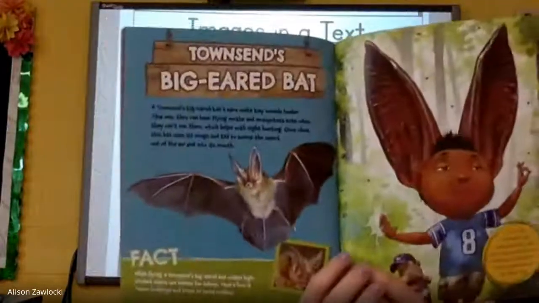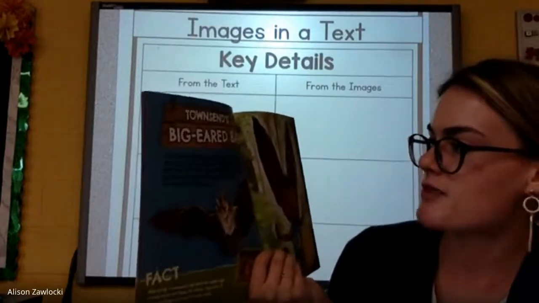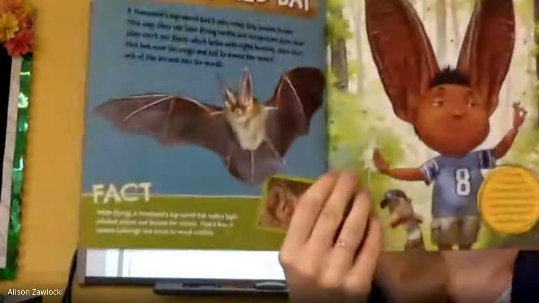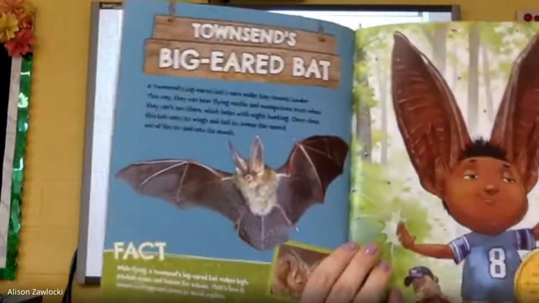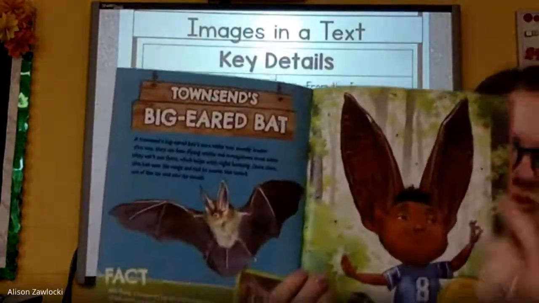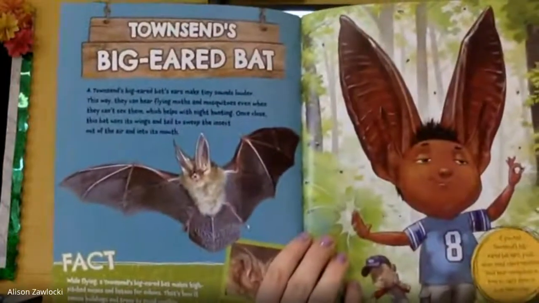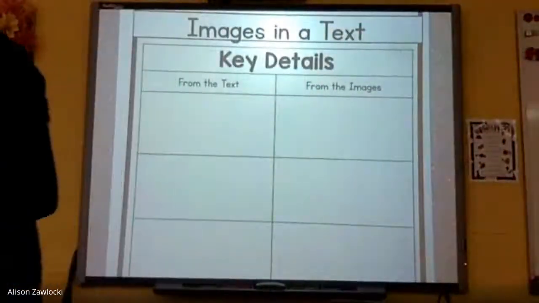So just by reading the text, I learned that their ears help them with night hunting. I can't know that by just looking at the pictures. By just looking at the pictures, though, I learned that they have very large ears that are stiff. They stand straight up, don't they? Great job. Okay, we are going to pause right there and finish the rest of this book tomorrow.